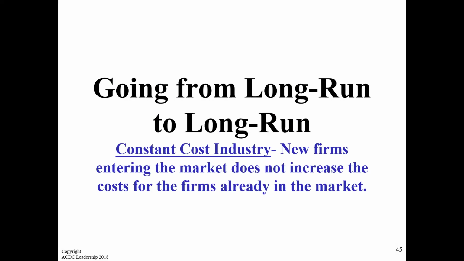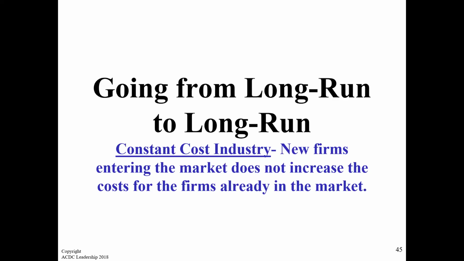Now, these are constant cost industries. What do they mean by constant cost? You notice we have not been moving the ATC. The ATC is staying in a similar place. I think tomorrow we'll show you an increasing cost industry when you manipulate it.